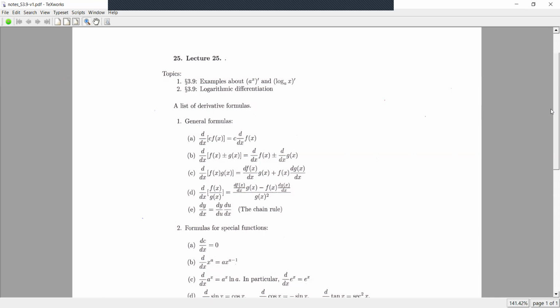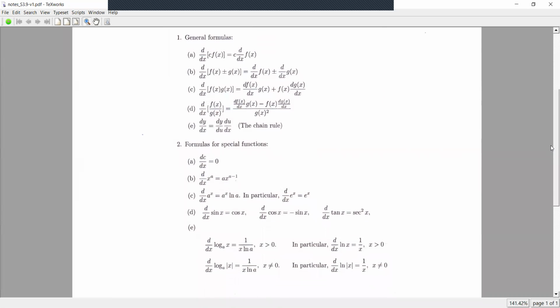There are 11 formulas that we need to remember. 10 are from section 3.3, 3.4, and 3.5. One is from section 3.7. The one from section 3.7 is the chain rule. Now today, in topic 1, I want to show you examples about these two formulas for exponential functions and these 4 formulas for logarithmic functions.